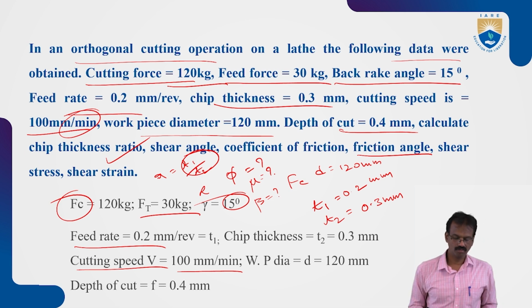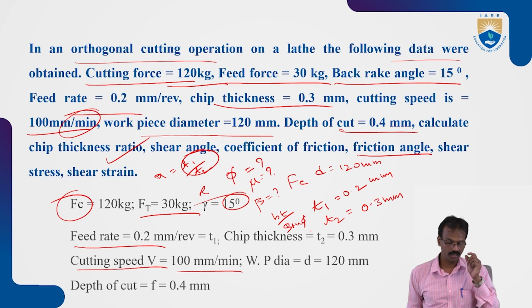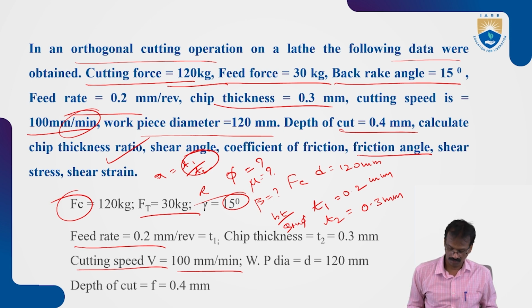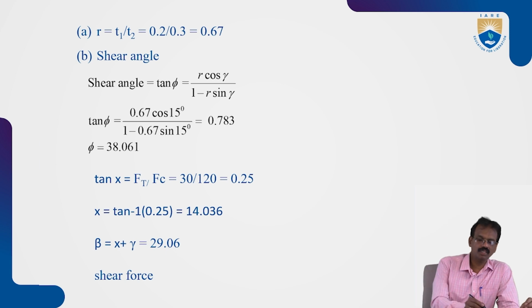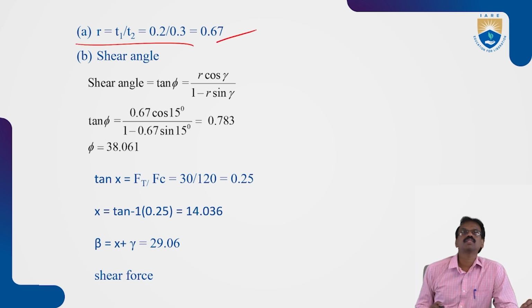Shear stress is Fs by area, or tau equals Fs sin alpha. Shear strain also we have. Last class we already discussed that one. You know that formula also. Okay. First one we will see the chip thickness ratio.